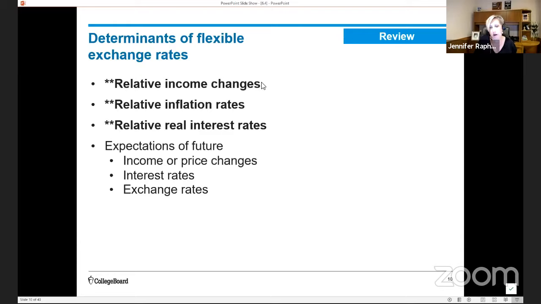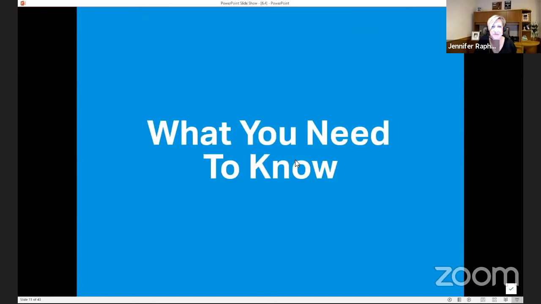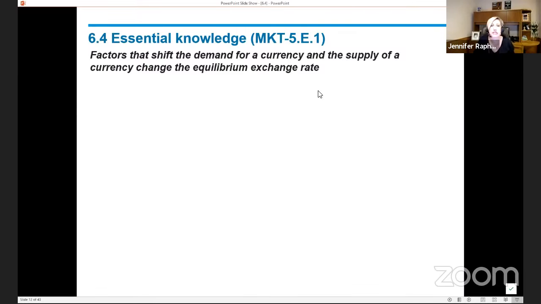And then, of course, we're going to talk ultimately about how fiscal and monetary policies affect relative income, relative inflation rates, and relative real interest rates. And that's sort of putting it all together for us. All right, so there's three essential knowledge statements associated with topic 6.4, and this is the first one. Factors that shift the demand for a currency and the supply of a currency change the equilibrium exchange rate. So that's something you need to know in order to be able to use Forex graphs to describe how changes in supply or demand are going to affect the exchange rate.